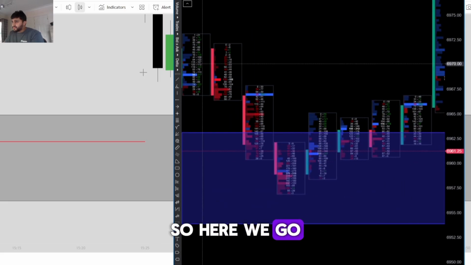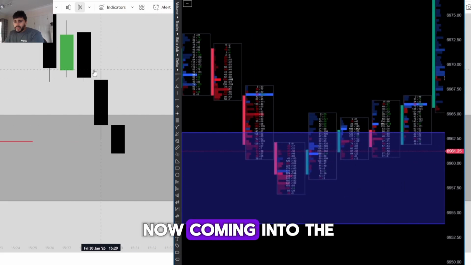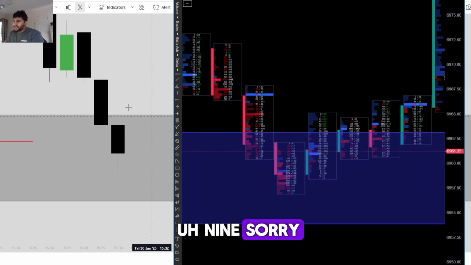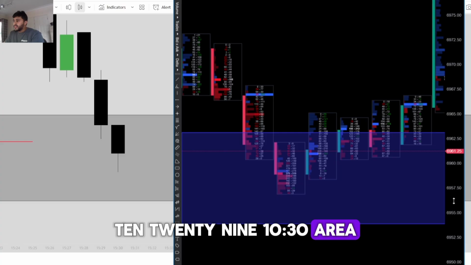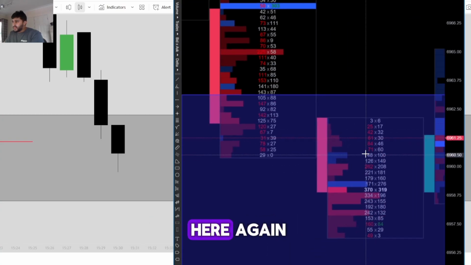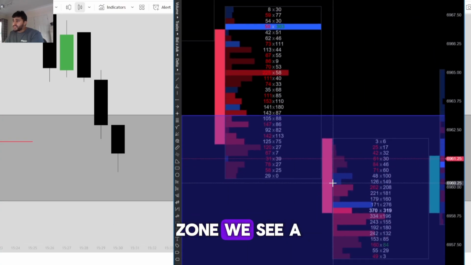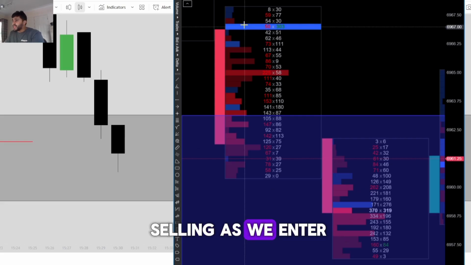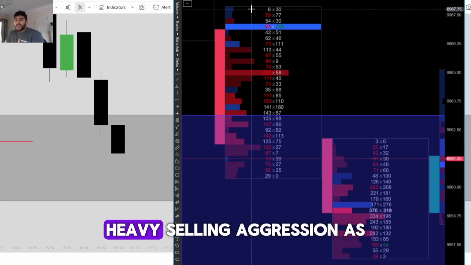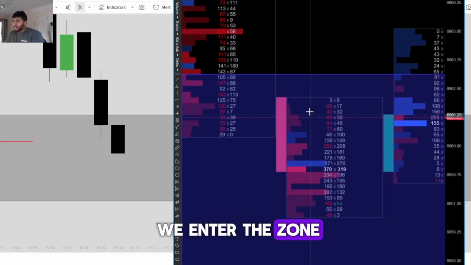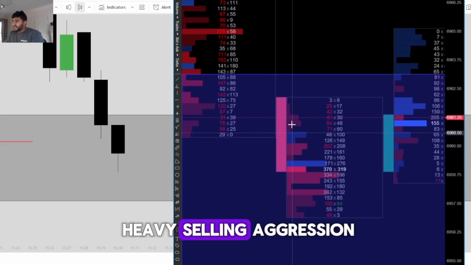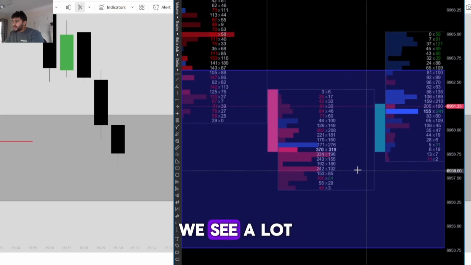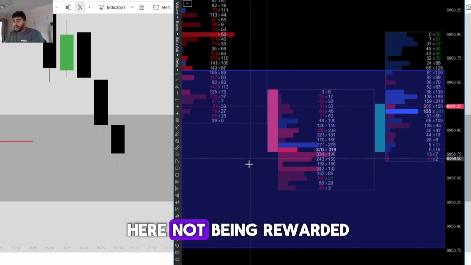So here we go. Now, coming into the zone again, this is now going to be the 10:29, 10:30 area. So when we come into this zone over here, again, we're interested inside the zone. We see a very similar pattern. We see heavy aggressive selling as we enter the zone, right? Heavy selling aggression as we enter the zone. Now, same thing over here. We see this heavy selling aggression, and what's really going on here is a couple of things. We see a lot of the sellers over here not being rewarded.